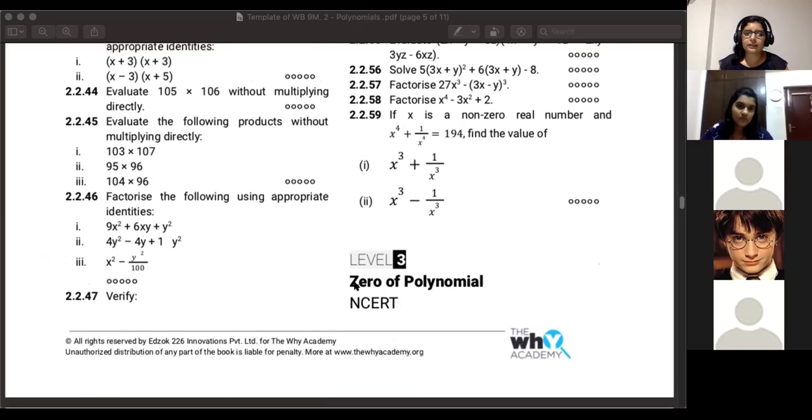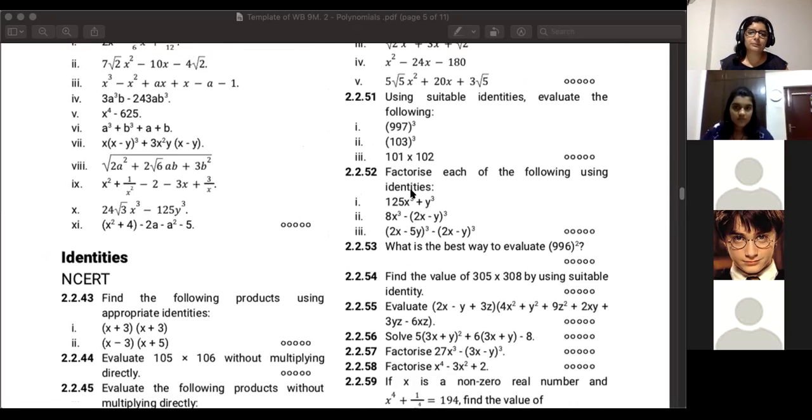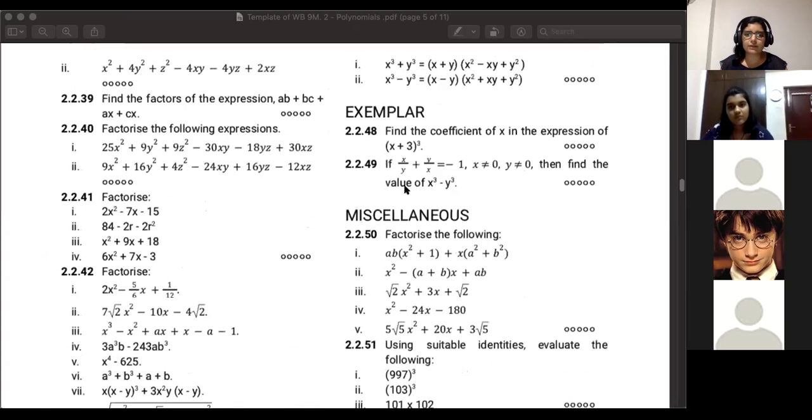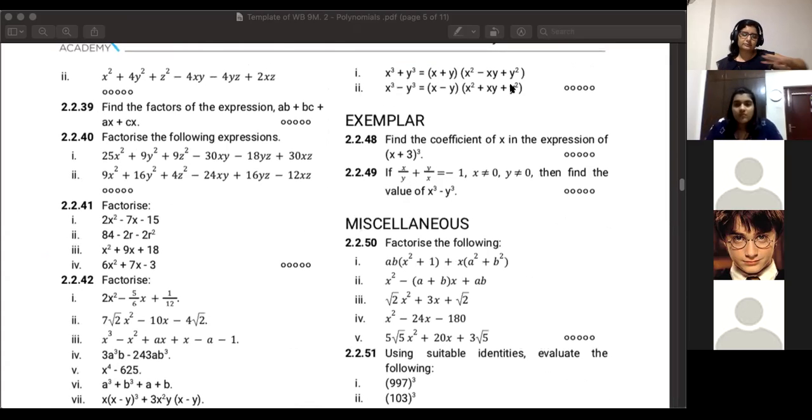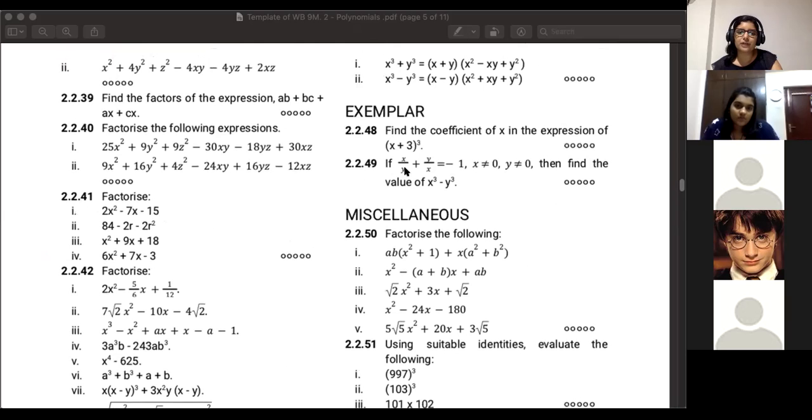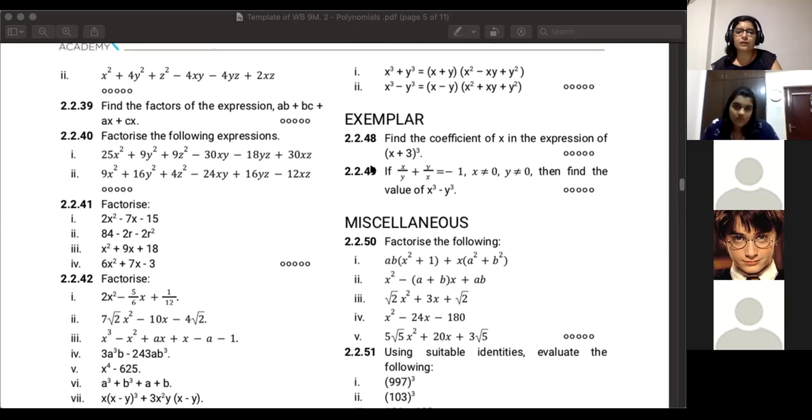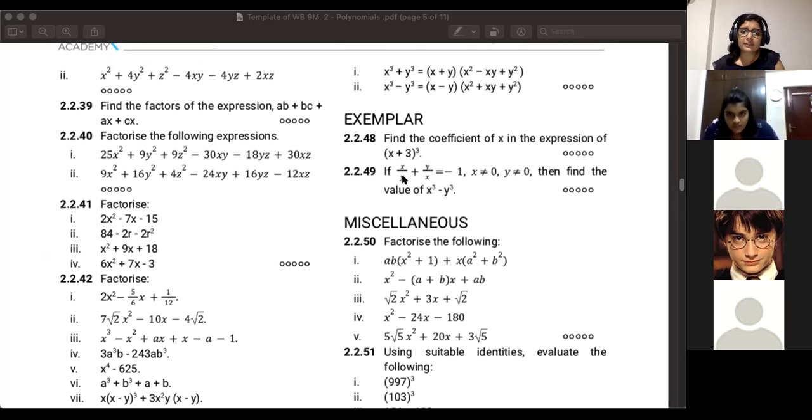Okay. And there is one more type of problem based on identities. So these are like one set. One, you have factorization based problems. Two, you have calculation based problems. And three, another type of problems you have is, look at question number 49. If x upon y plus y upon x is equal to -1, then find the value of x cube minus y cube.